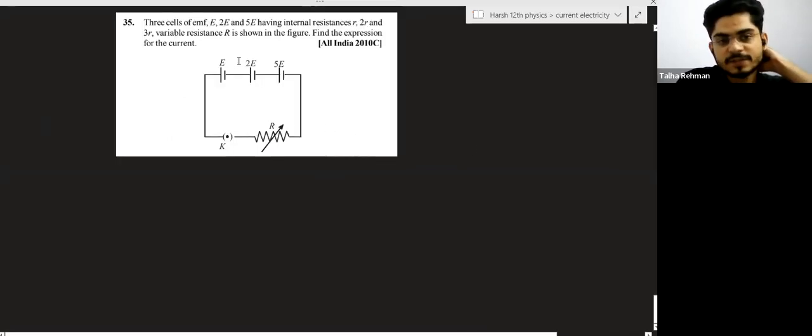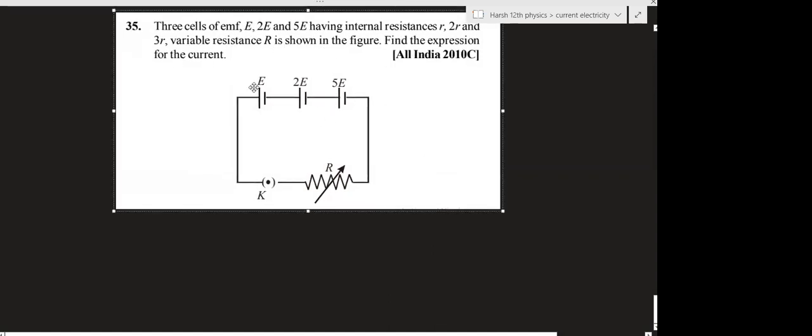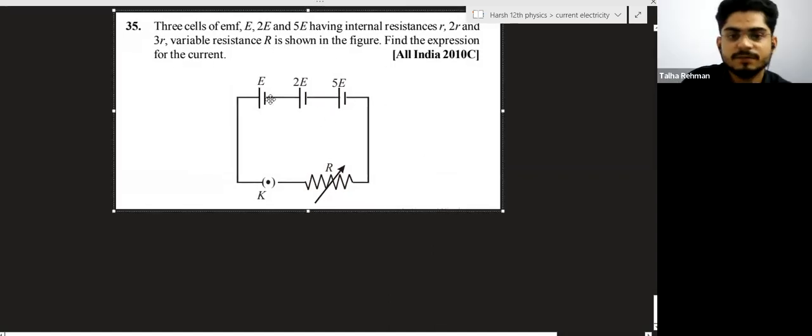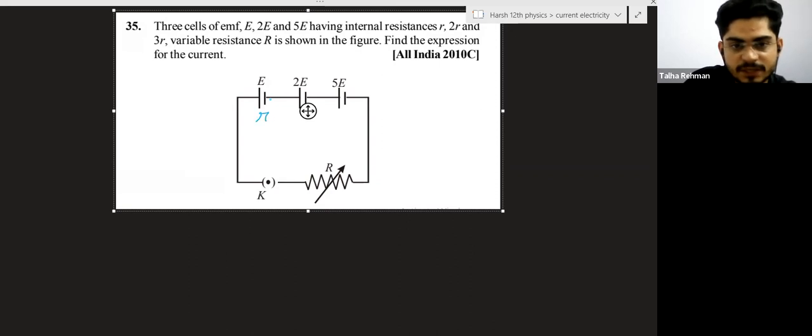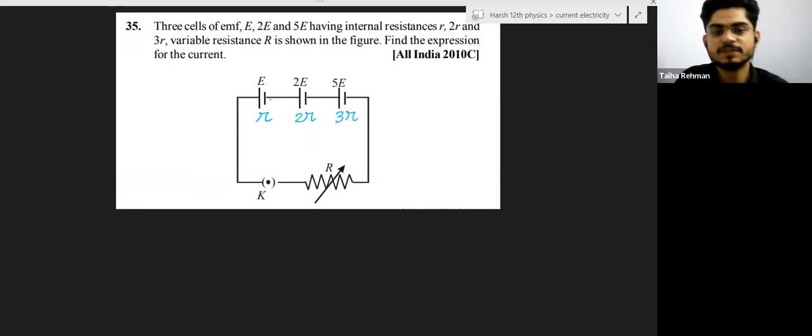Okay, so this is a question. Here, three cells are connected like this, and they have internal resistances. This cell has the internal resistance R, this has an internal resistance 2R, and this has an internal resistance 3R. This is given in the question, and this is positive and this is negative, positive and negative, positive and negative.